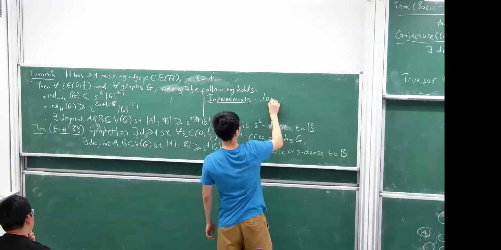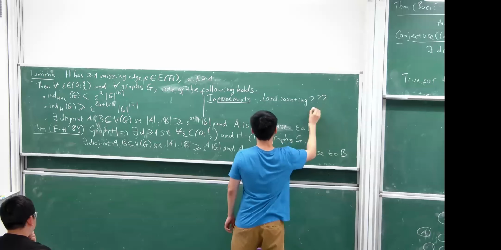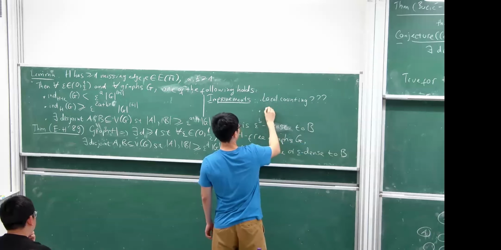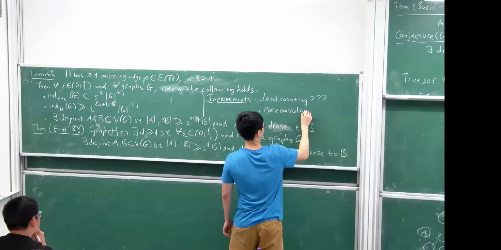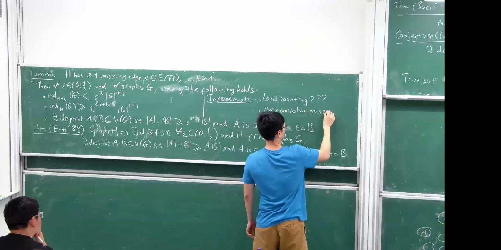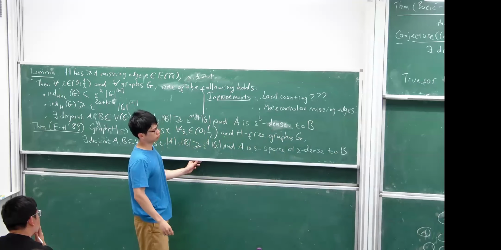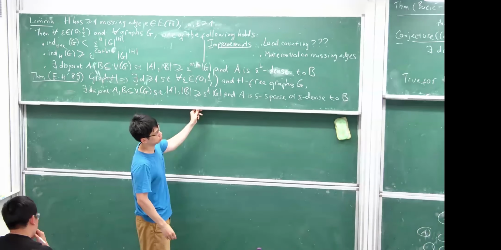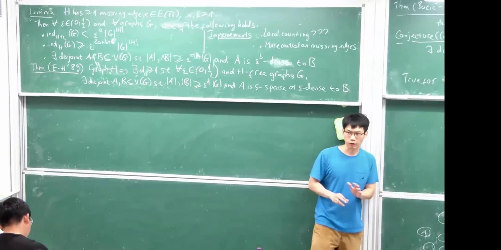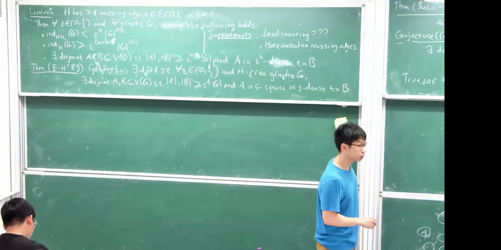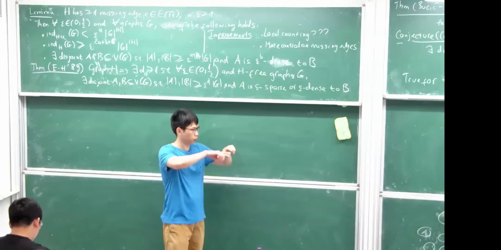The first one is local counting. The second one is more control on these images. I mean, maybe not so clear, but this is just a rough idea about how we can proceed. So local counting means you try to look at only a portion of the graph G instead of the whole graph, right?